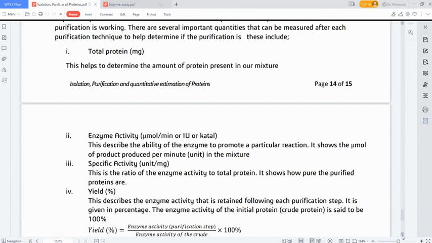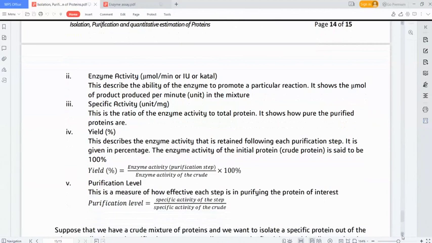You should also determine the specific activity, which is the ratio of the enzyme activity to the total protein. In other words, enzyme activity over total protein will give you specific activity. You should also determine the yield, which is the enzyme activity after a particular purification step divided by the enzyme activity of the crude.